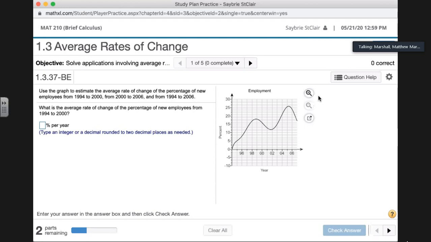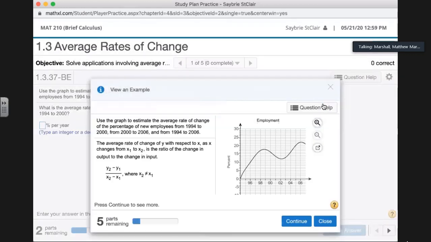Alright, so this one, I don't know if it's just having you read the numbers off a graph. Definitely want to see what it tells us to do. Yes, that'll probably save us time.